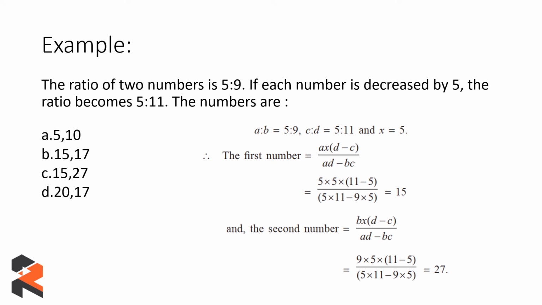So the first number is calculated in that manner, and the second number is calculated by multiplying B into X. And as I mentioned that the number is getting decreased by 5, so the ratio has a negative, which is D minus C in this case, and the denominator still remains the same. So these two numbers are 15 and 27, which is the option number C. So I hope you got how we are solving these kind of problems.